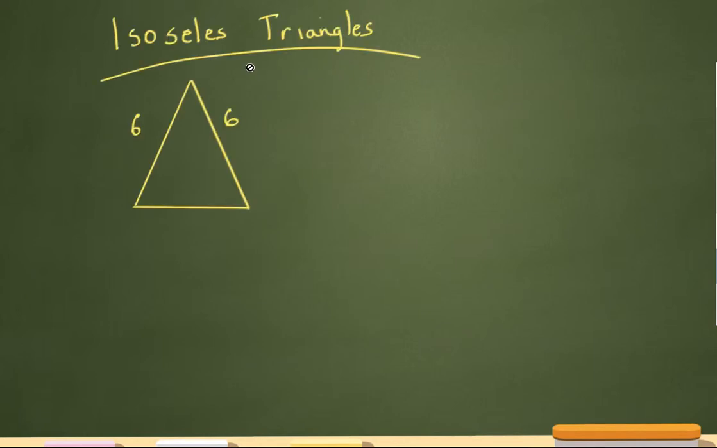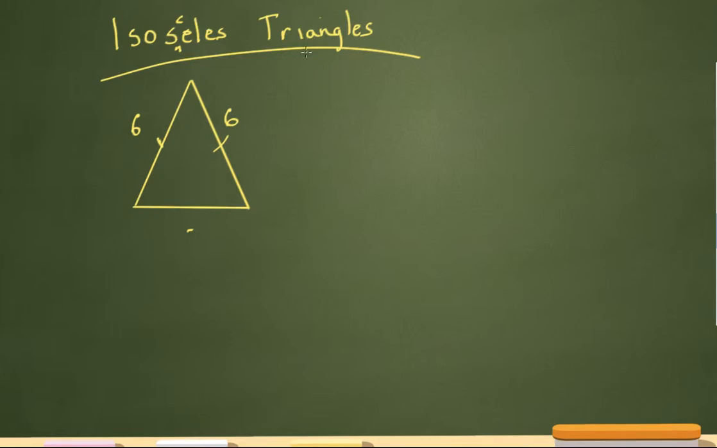Next we have isosceles triangles. Wow, I really butchered the spelling of isosceles over there. There's a C that I'm missing. But anyway, isosceles triangles, just two sides are the same. So 6 and 6. This side could be anything, but not 6. If it was 6, that would make an equilateral triangle, which we'll talk about next.